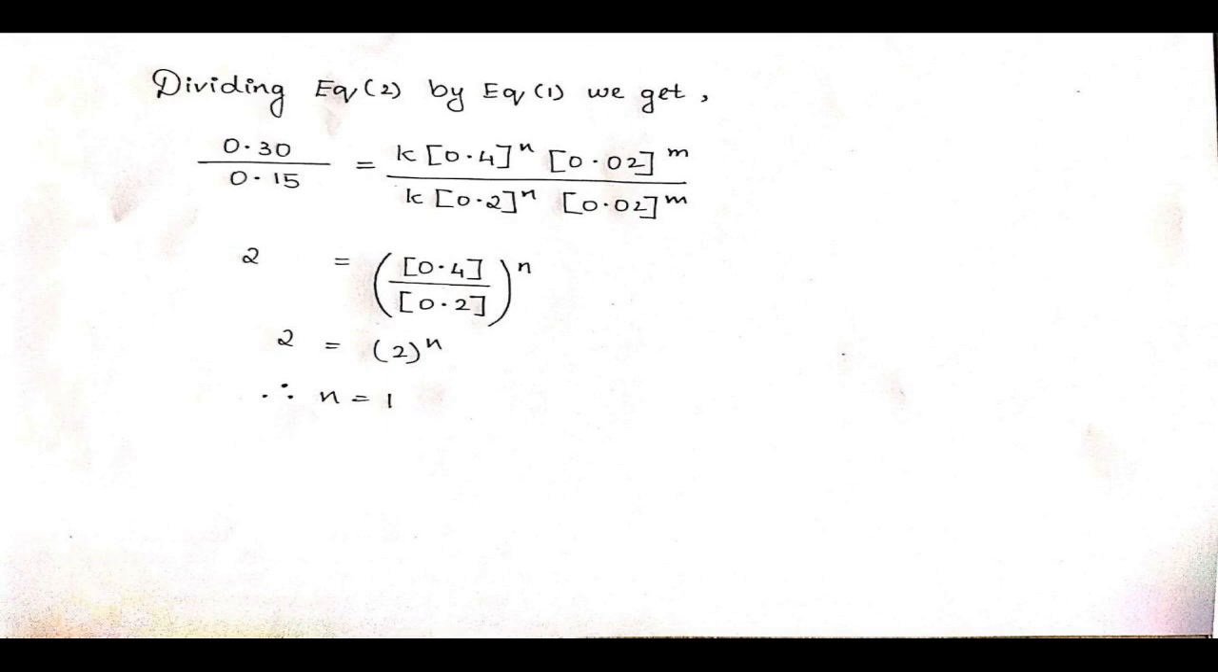Now dividing equation 2 by equation 1, we get 0.30 divided by 0.15 is equal to k into 0.4 to the power n into 0.02 to the power m divided by k into 0.2 to the power n into 0.02 to the power m. 2 is equal to 0.4 divided by 0.2, the whole power n. 2 is equal to 2 to the power n. By equating the powers, the value of n is equal to 1.